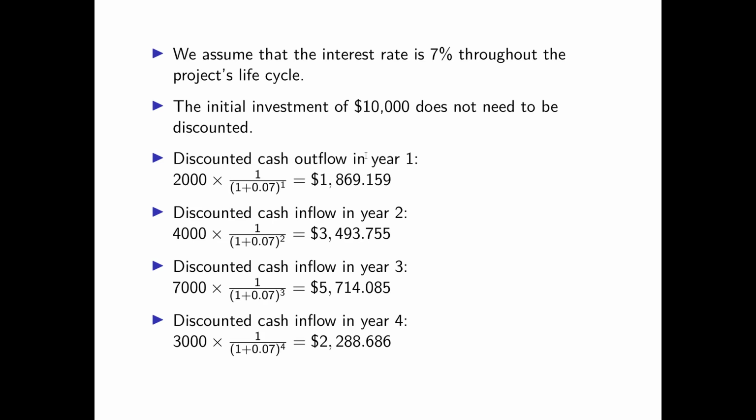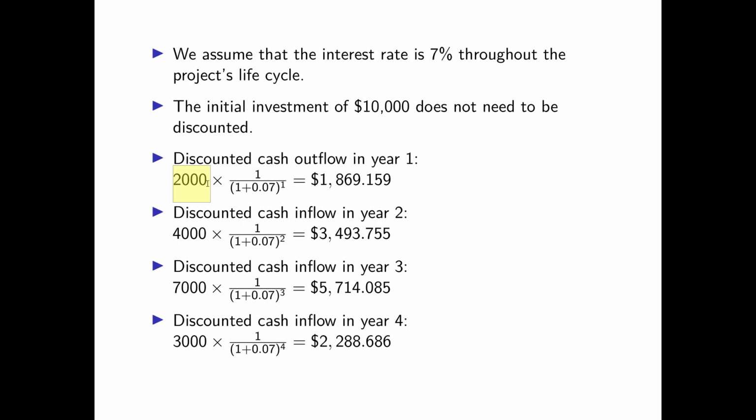All right, so let's assume that the interest rate that we use for this project is 7%, and the interest rate is going to stay the same throughout the project's life cycle. Because the initial investment is $10,000, it's considered money that is spent today. So the value of $10,000 today is the same today. This is not going to be affected, but the value of the cash outflow in 1 year, which is 2,000, has to be discounted. So times 1 over 1 plus 0.07.